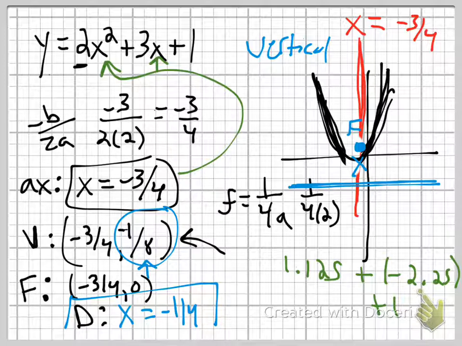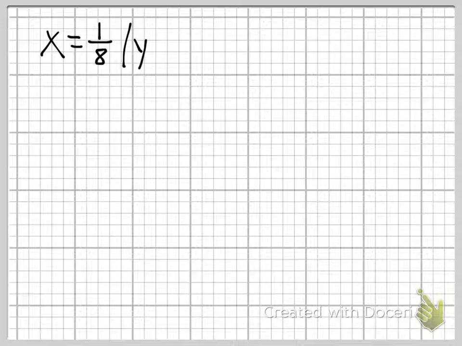So now let's do an example of a horizontal one. That way you have it. And let's say we have, I don't know, x equals, I want to give this a fraction, 1/8 (y minus 2) squared plus 1. So the first thing we need to do is find the vertex.